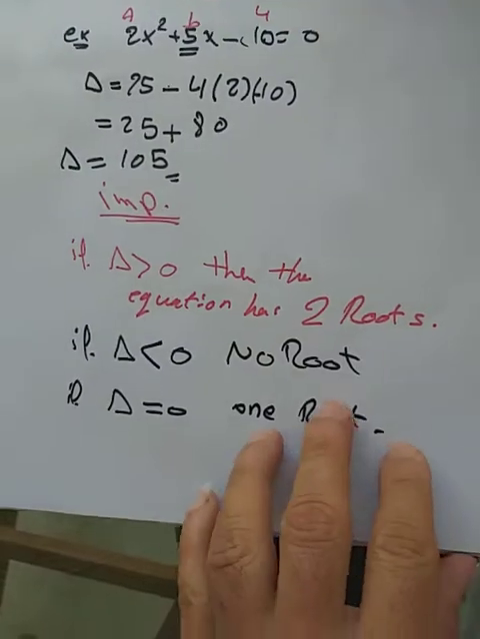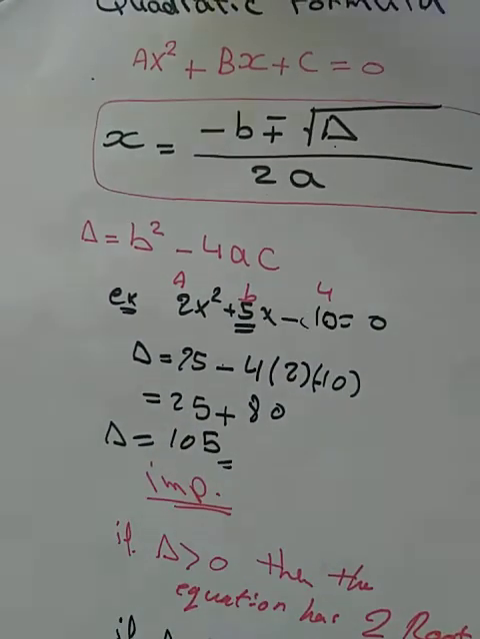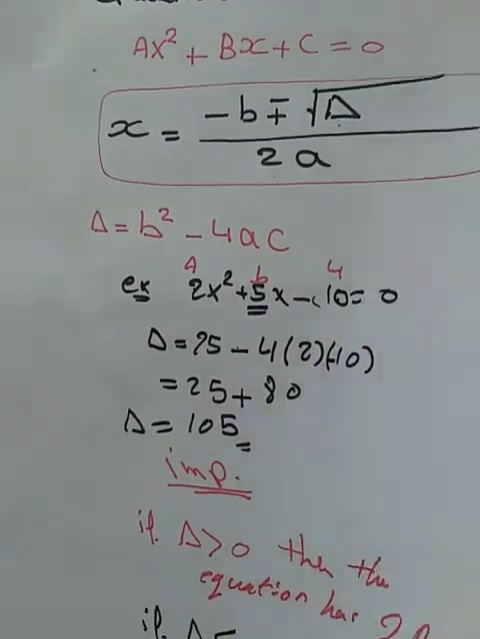What's included? About chapter 3, section 4 only. Chapter 3, section 3, completing the square, is not included, please. Chapter 4, all included.